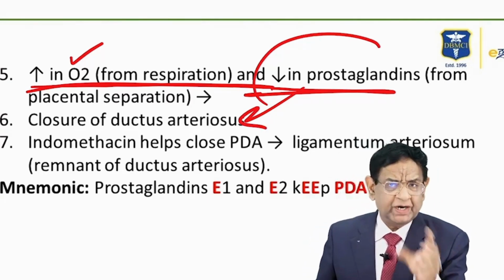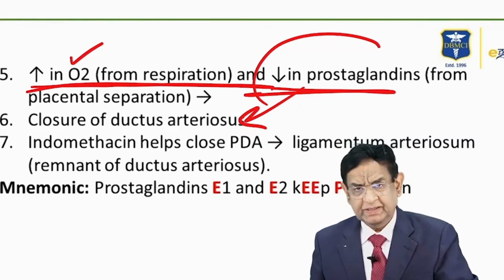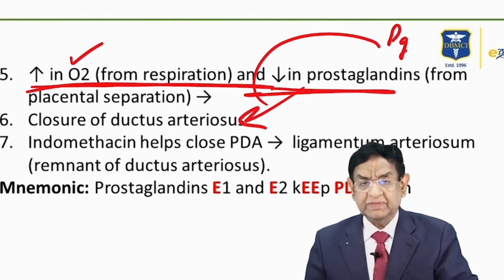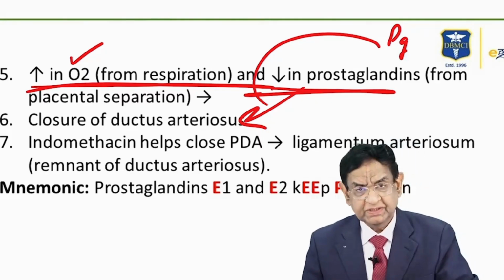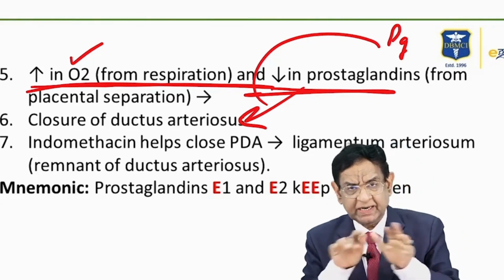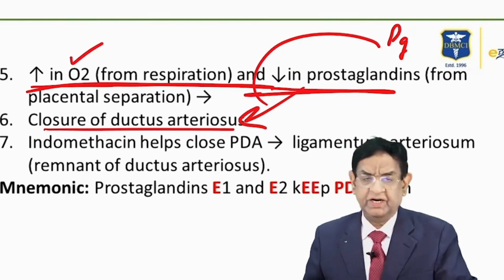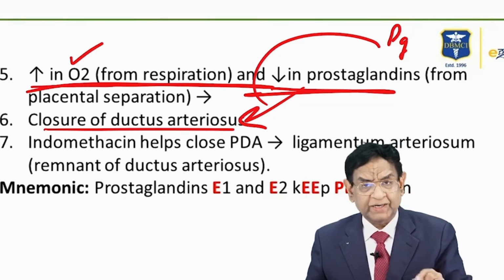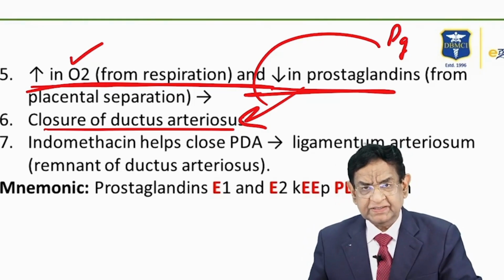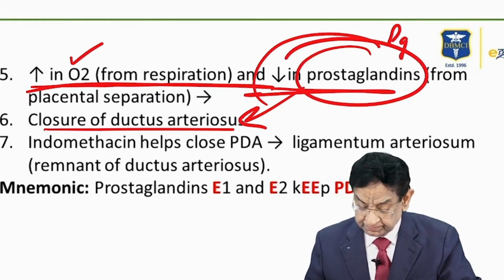It means what? During intrauterine life, the duct has to be patent, and that is done by the increased prostaglandins coming from the mother's circulation into the fetus, and the PDA is maintained. Once the umbilical cord is cut, the prostaglandins go down, and that leads to closure of the ductus arteriosus. So, which of the following molecules maintains the patency of the ductus arteriosus in intrauterine life? Prostaglandins.